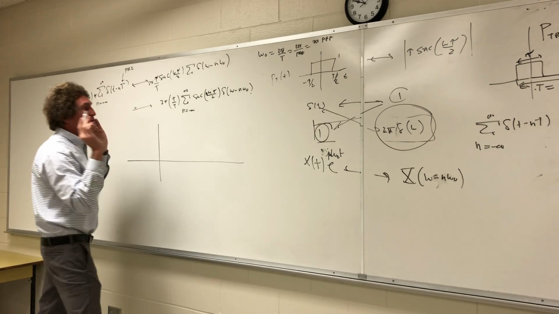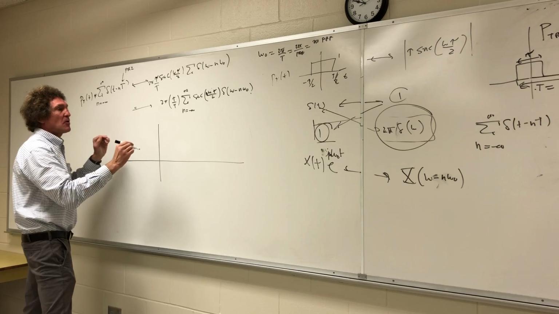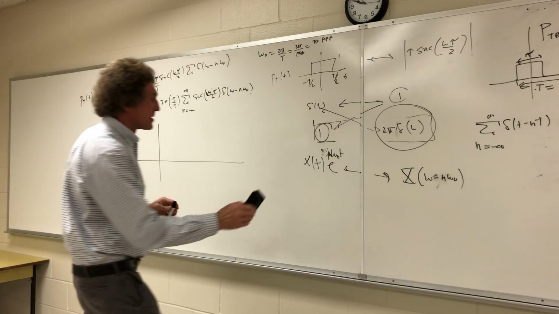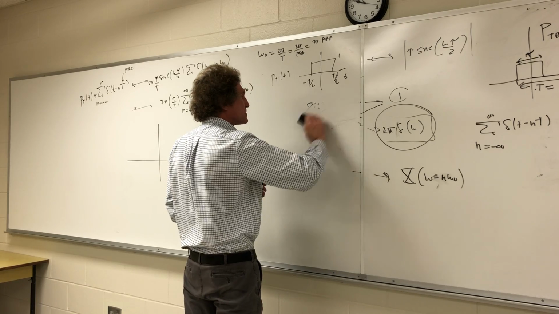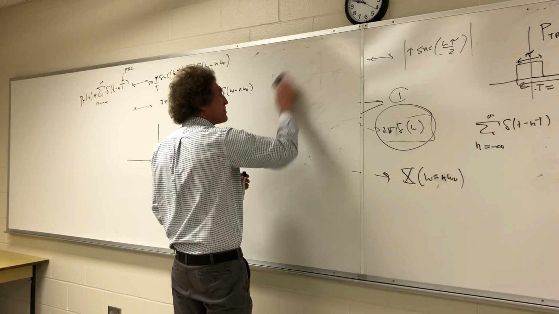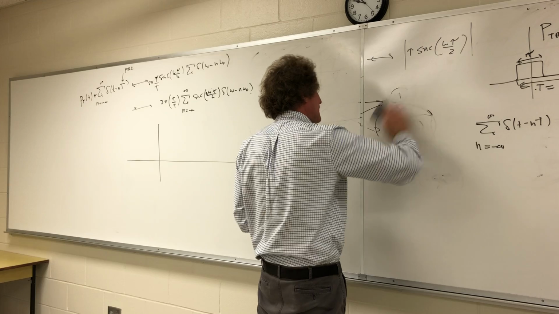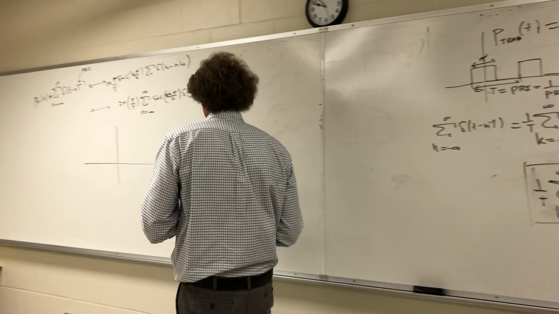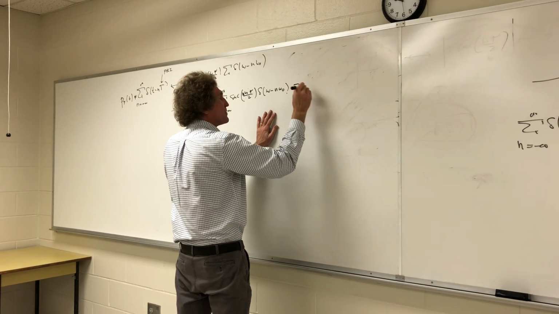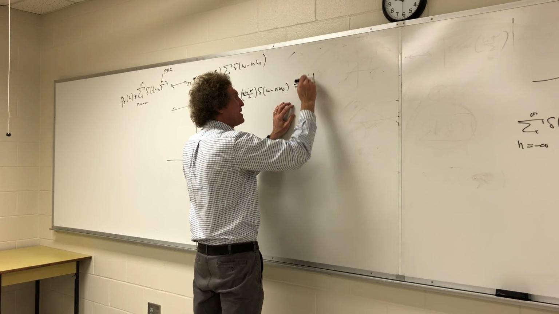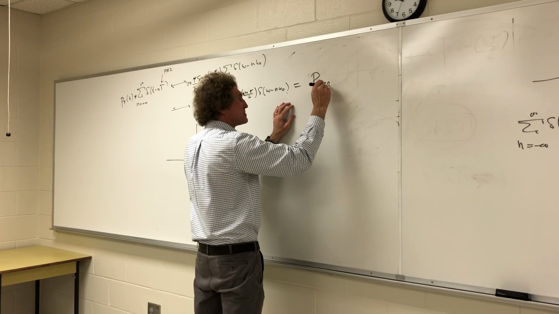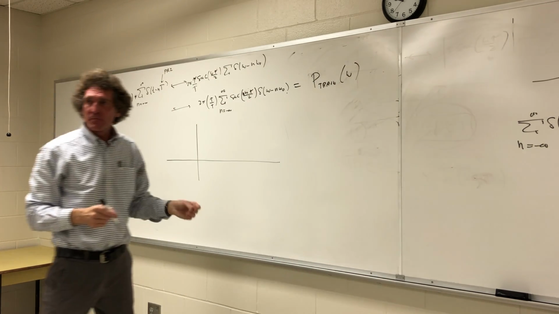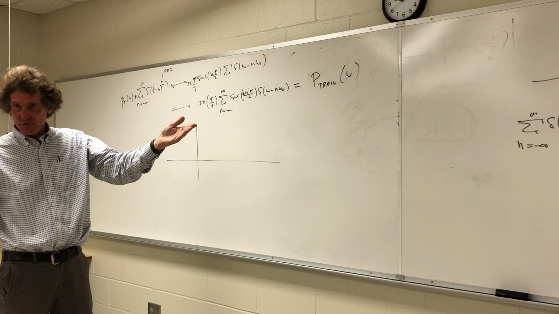Matter of fact, let's just take a look at the magnitude of this, and let's call this something so I don't have to keep on rewriting the whole thing. I just need about this much on the board. We'll call this the Fourier transform, and we'll call it P-train of omega. Just leave it as that. It's the Fourier transform of the infinite pulse train, right?